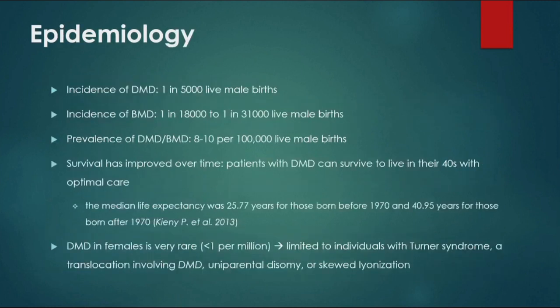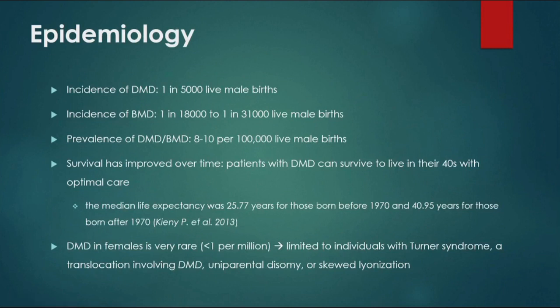The incidence and prevalence of DMD are much higher than Becker muscular dystrophy. Duchenne is about 3 times more common than Becker. The survival has improved over time, and patients with DMD can survive up to live in their 40s. Previously it was 20s, and that is primarily because of the optimal care that have been developed over time.